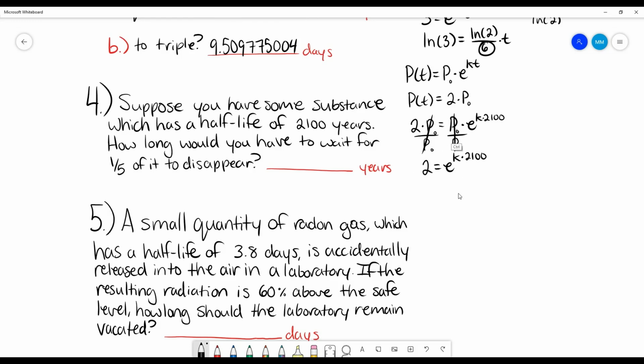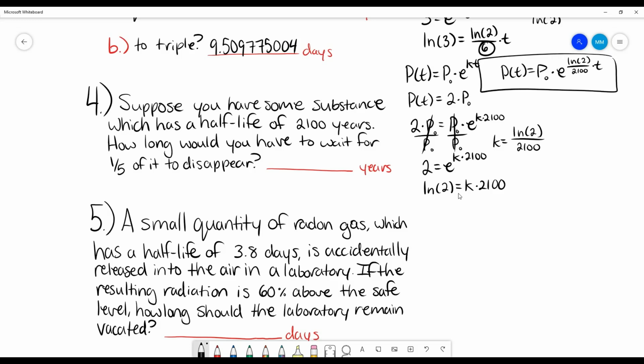And then we can go from here, we solve for K, and then we use that to set up our original equation again. So let's go ahead and solve for what K is. Our K value is natural log of 2 divided by 2100, okay? Which means that we know P of t equals P naught times E to the power of natural log of 2. Okay, so this is what we're using now.